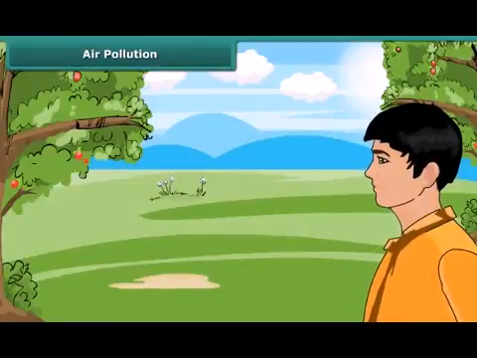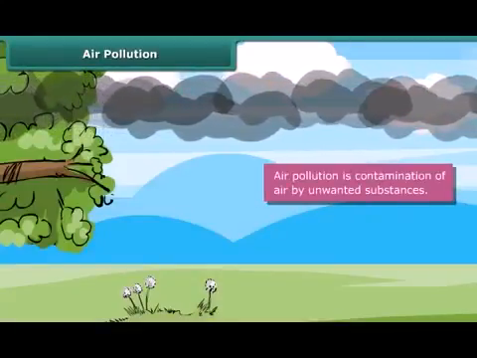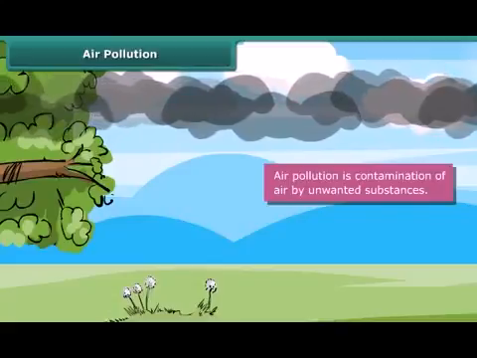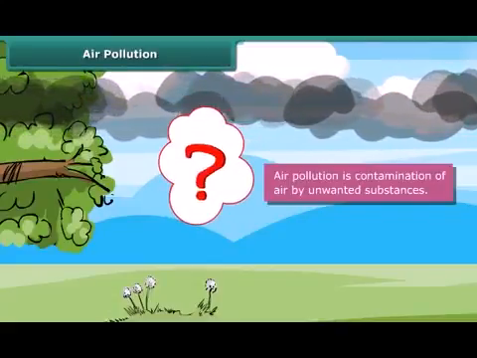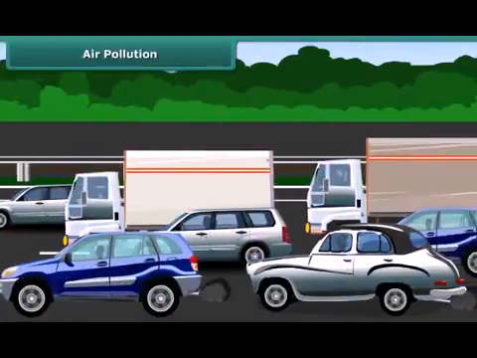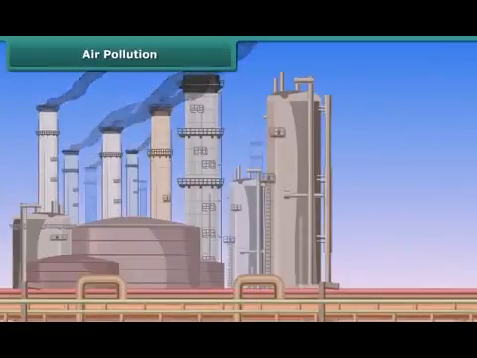Air is necessary for our lives. But air is getting polluted day by day due to presence of unwanted substances in it. Now you would like to know from where these substances come. These are released when fuels burn in vehicles or factories and power plants produce them as gaseous wastes.